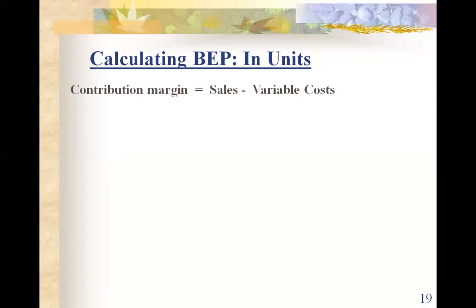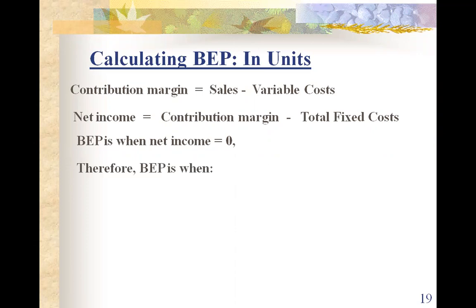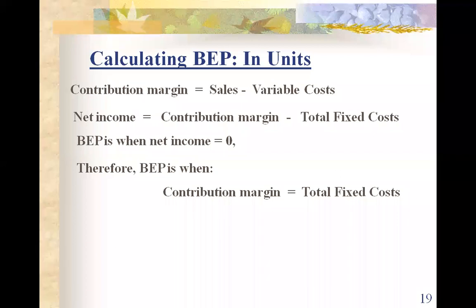দেখেন, contribution margin equal to sales minus variable cost, we already know, and net income equal to contribution margin minus total fixed cost. Okay, so BEP is when net income is 0. এটা আমরা অলরেডি কথা বলে ফেলছি, আগেই দেখাইছি একটা এক্সাম্পলের মাধ্যমে। Therefore BEP is when contribution margin equal to total fixed cost. Contribution margin এবং total fixed cost যখন সমান হবে, সে পয়েন্টকে we call it as a BEP or break even point. বুঝতে পারছেন আপনারা?